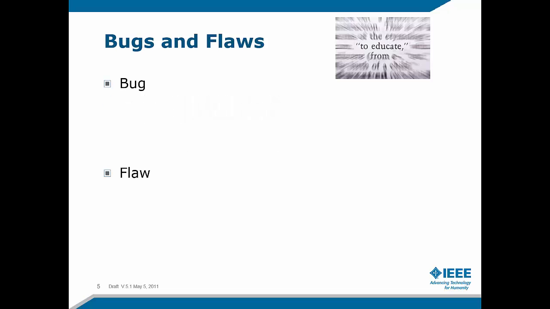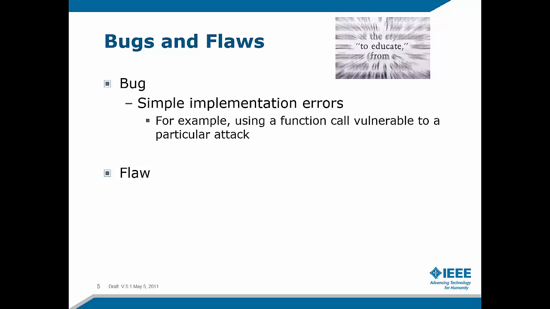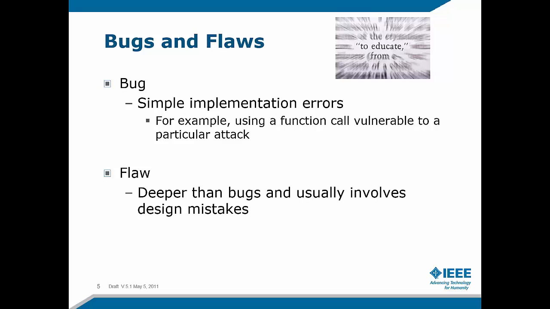in general. In particular, bugs refer to simple implementation errors. For example, using a function call when you're programming, vulnerable to a particular attack. Flaws refer to something deeper than bugs and usually involve design mistakes. For example, if there are too many access points to your system, something like that is not a simple programming error, but something more fundamental in your design.